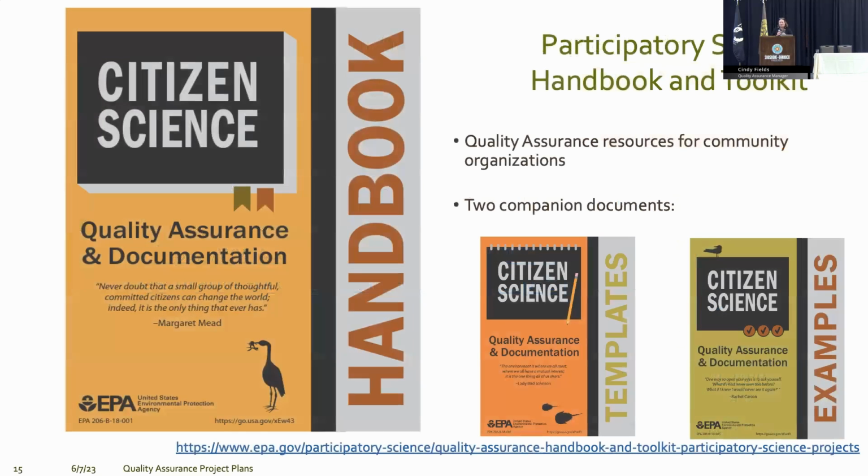Another good resource is the Participatory Science Handbook and Toolkit, formerly known as Citizen Science. There is a handbook and then two associated booklets. One is full of templates that have instructions, tables, and questions for you. And there's another with examples that provide specific examples of quality assurance documentation.